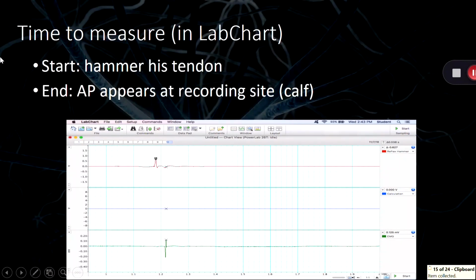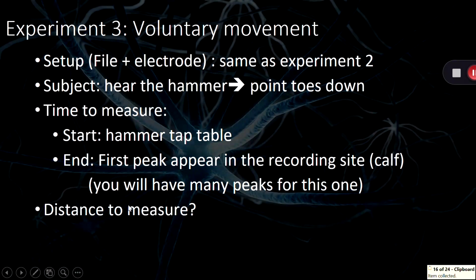Okay, let's talk about how to measure time for this experiment. The time is from when your hammer hits the subject's Achilles tendon till when you see signals on the calf of the subject. So the time between here and here is the time that you need to use to calculate your conduction velocity.